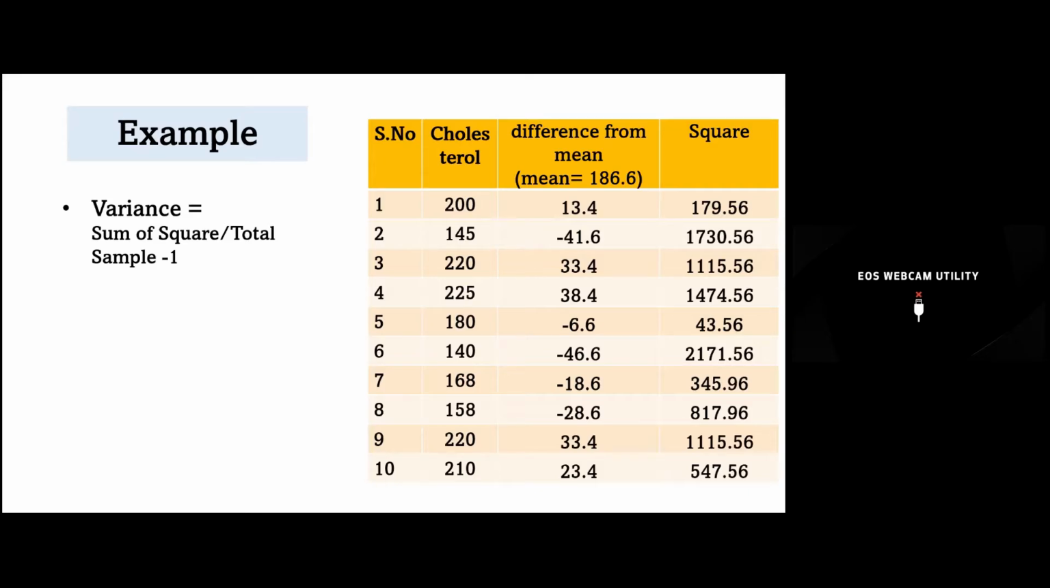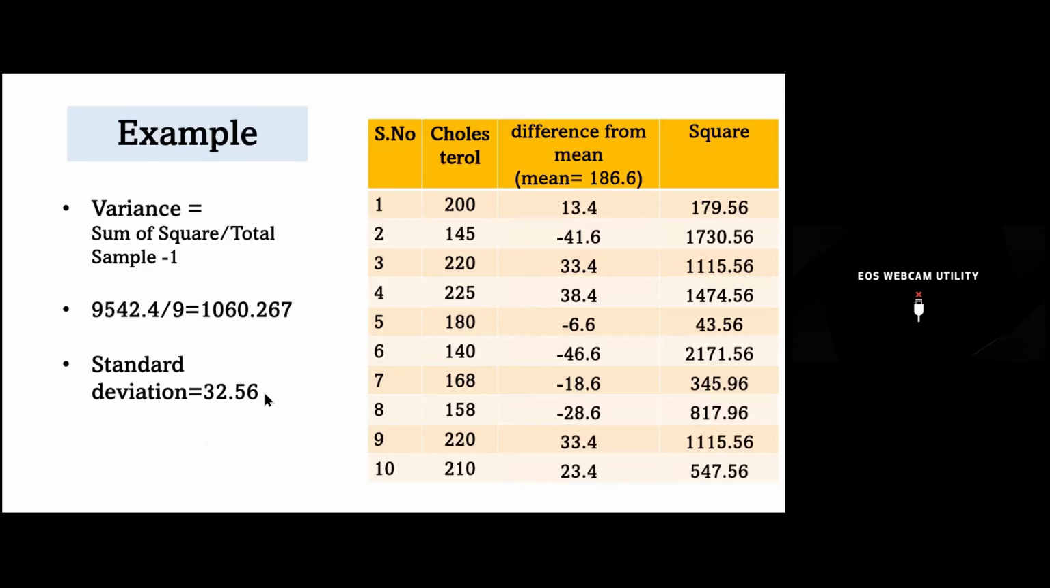Right now, you understand that this variance is defined as sum of squares divided by total number of samples minus 1. So sum of squares is basically this. This square, you add it, and this will be the sum of squares divided by total sample minus 1. In this case, it will be 9. So this will be 9542.4 divided by 9. So in this case, the variance will be 1060.267. And standard deviation is the square root of this. In this case, it is 32.56.